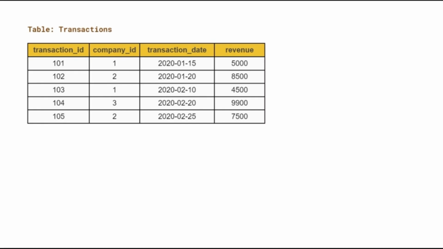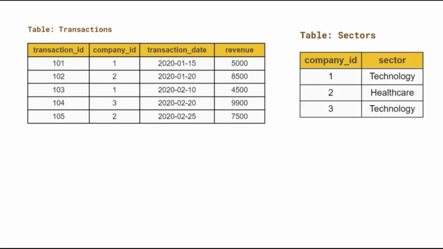This table has columns: transaction ID, which is a unique identifier for each transaction; company ID, again an identifier linking the transaction to a specific company; transaction date, the date when the transaction occurred; and revenue, the revenue generated by the company in that particular transaction. Now the second table is the sectors table, which maps each company to its respective sector. It has two columns, company ID and sector. Company ID is the unique identifier for each company, corresponding to the company ID in the transactions table, and sector is the sector to which the company belongs.